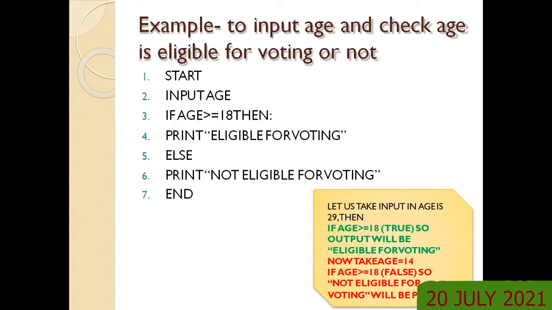Example, can you see here? Input the age and check whether eligible to vote or not. A candidate will be decided: if age is more than 18, eligible, otherwise not eligible. Input age. If age is greater than or equal to 18, even an 18-year-old is eligible to vote, then print eligible for voting, otherwise not eligible for voting.